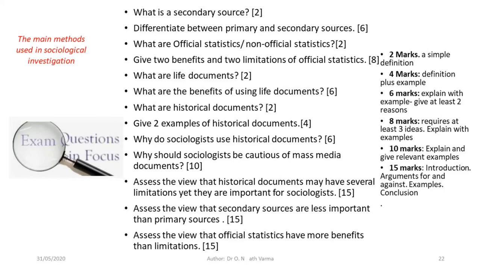What are historical documents? 2 marks. Give 2 examples of historical documents? 4 marks. Why do sociologists use historical documents? Why should sociologists be cautious of mass media documents? 10 marks. Assess the view that historical documents may have several limitations, yet they are important for sociologists. 15 marks. Assess the view that secondary sources are less important than primary sources. 15 marks. And assess the view that official statistics have more benefits than limitations. 15 marks.